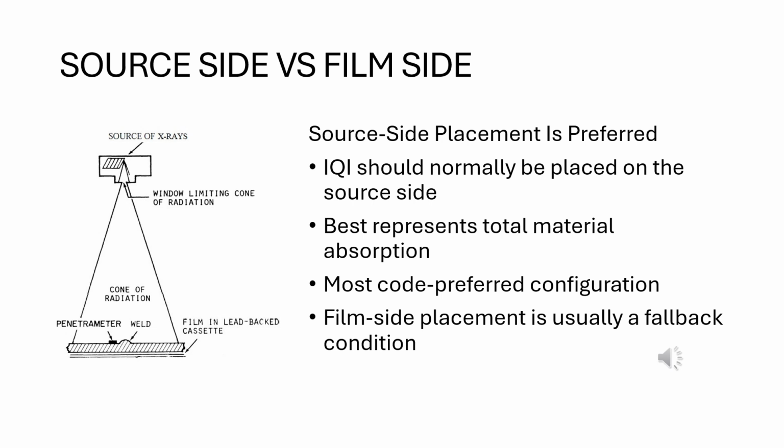Source side placement is the preferred configuration whenever possible. That means the IQI is placed between the radiation source and the test object. This setup best represents total material absorption through the actual part thickness. Most fabrication codes prefer source side placement because it gives the most realistic indication of technique sensitivity. Film side placement is generally considered a fallback condition when geometry or access restrictions prevent proper source side placement.